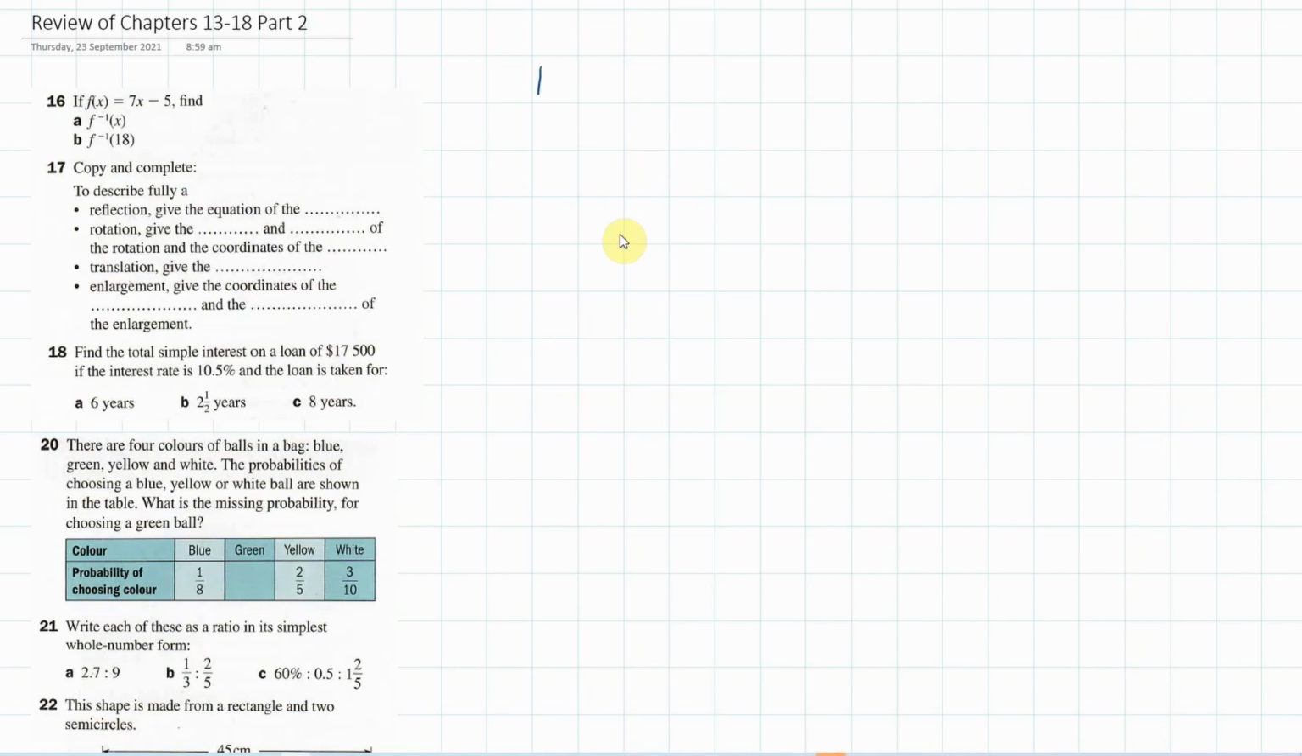Number 16, we've got to find the inverse of the function 7x minus 5. So first of all, we're going to write it y is equal to 7x minus 5. We're going to apply our little wand. We swap over our x and y, because that's what an inverse function is: the input becomes the output and the output becomes the input. Okay, and then we're going to rearrange.